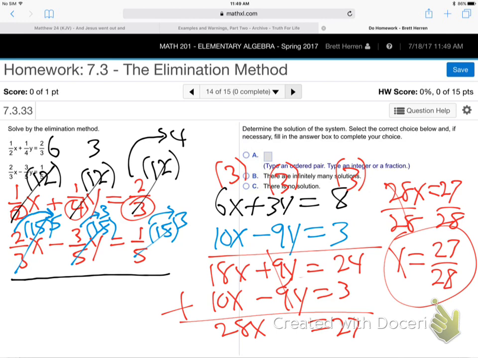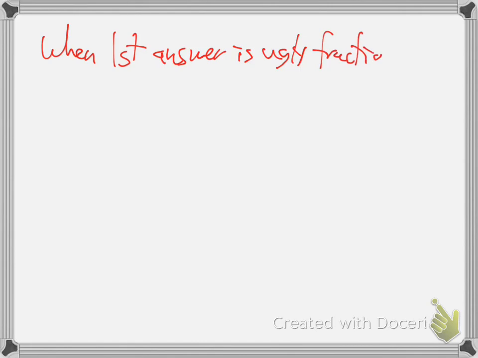Does that make sense? We didn't do that on any of the others. That's why I say this problem is awful, awful, awful. It was awful in the beginning, it's awful here at the end. Why didn't I do that any other time? Because my first answers were always nice, right? They were nice whole numbers, like x is 3 or negative 2. It wasn't 27/28. That's ugly. I don't want to plug that in. Does that make sense? So let me write that out. When the first answer is an ugly fraction, instead, don't plug in.